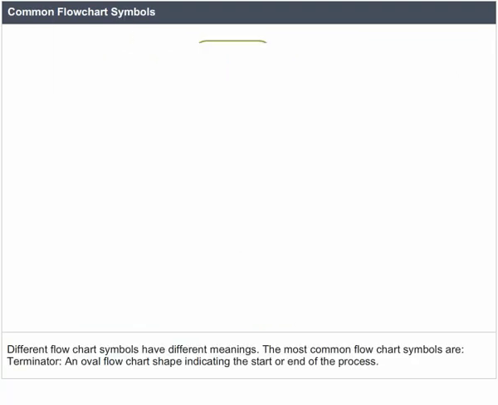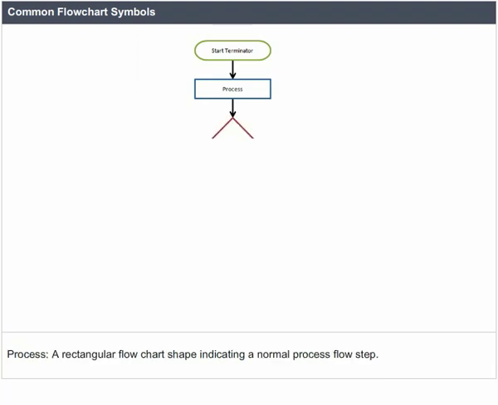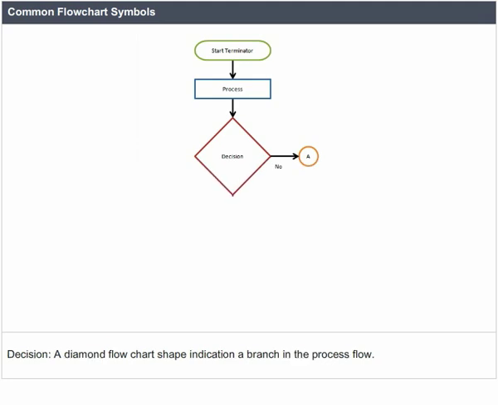Common flowchart symbols. Different flowchart symbols have different meanings. The most common flowchart symbols are terminator, an oval flowchart shape indicating the start or end of the process. Process, a rectangular flowchart shape indicating a normal process flow step. Decision, a diamond shape indicating a branch in the process flow.